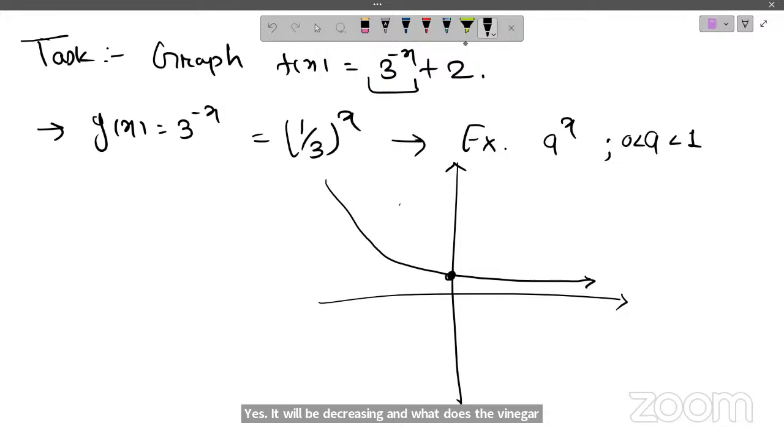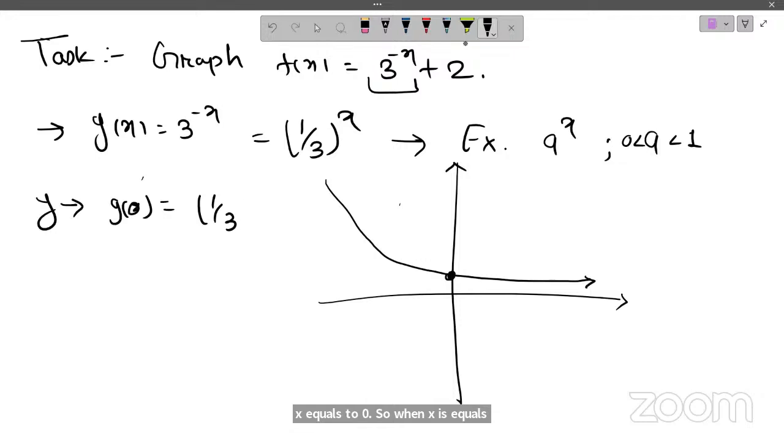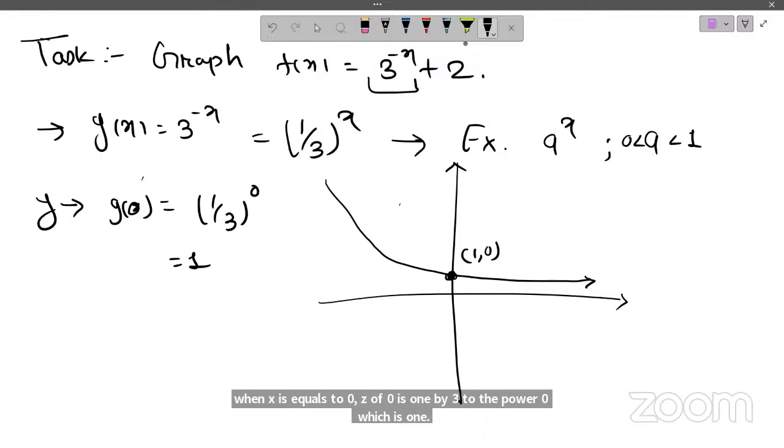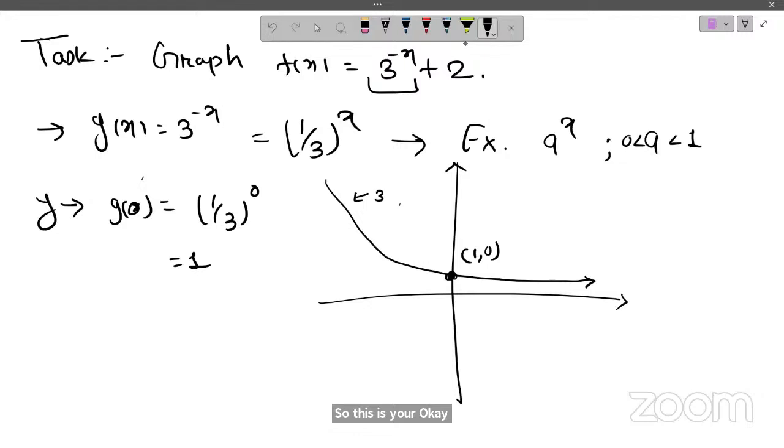How do you calculate the y-intercept? Just put x equal to 0. So when x equals 0, g(0) is 1 by 3 to the power 0, which is 1. So this is your y-intercept. I'm doing the 2 unit shift later. So this is the graph of 3 to the power minus x. This much is clear to everyone?